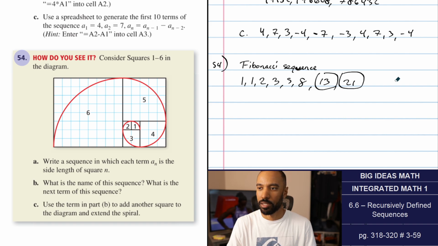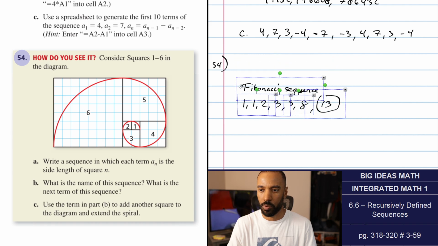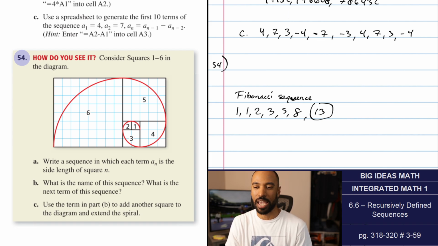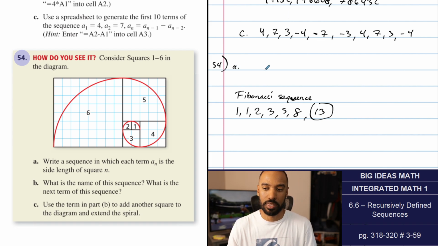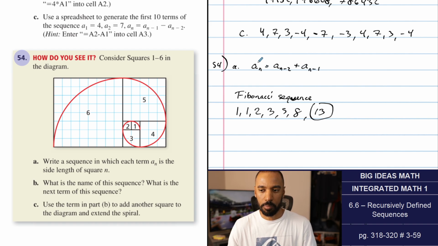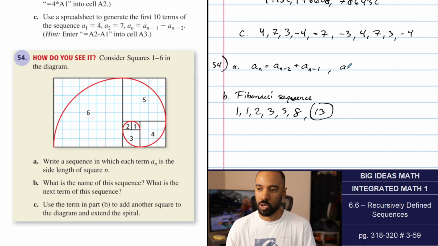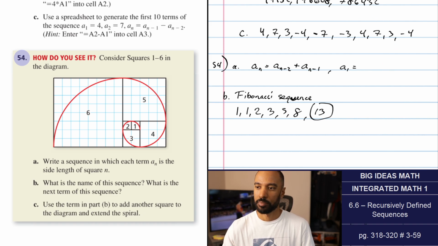Oh, I missed part A. I'm sorry. I was doing part B. Maybe it would have helped to do that one first for us to answer this question in the way that it is. So it says write a sequence in which this term is the side length of square n. If I saw that one, that would have totally worked itself out, right? So to find some term, you take the sum of the 2 terms before it. I know that because it's Fibonacci, but I also recognize that here because that's what we have. We have a side length of 1 here, and then a side length of 1, and then a side length of 2, side length of 3, etc. Now we do need to note the first 2 terms. A sub 1 is 1, and A sub 2 is 1.